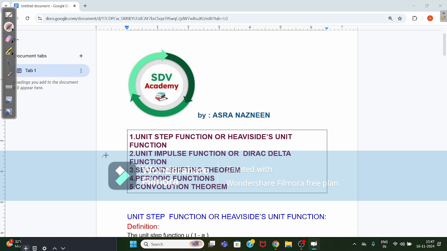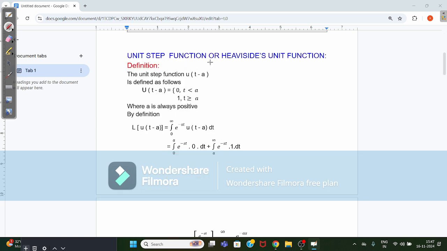Today we will learn unit step function or Heaviside unit function, unit impulse function or Dirac delta function, second shifting theorem, periodic function, convolution theorem. Okay, now unit step function or Heaviside unit function. We can say it as Heaviside unit function.